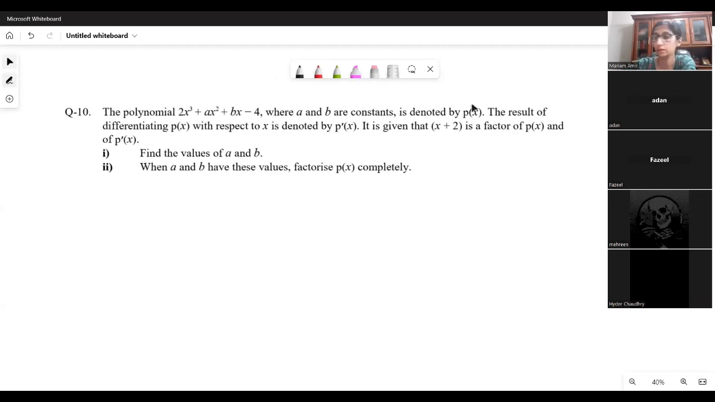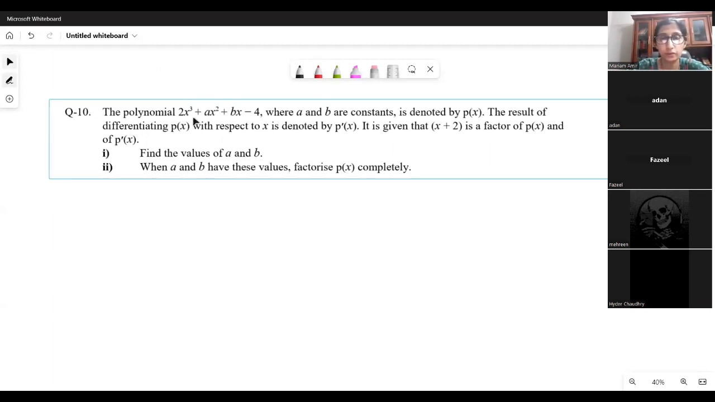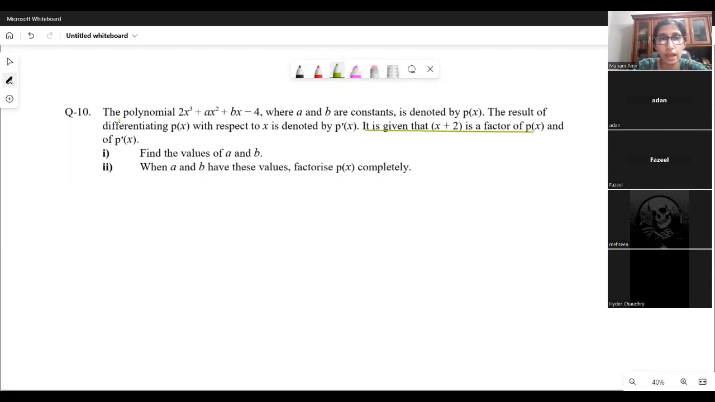Okay. So for question 10, the polynomial 2x cubed plus ax squared plus bx minus 4, where a and b are constants, is denoted by p(x). The result of differentiating p(x) with respect to x is denoted by p'(x). It is given that x plus 2 is a factor of p(x) and p'(x). Find the values of a and b.